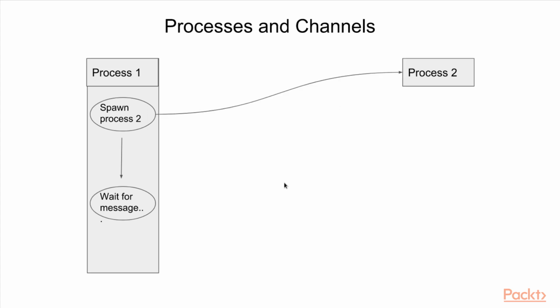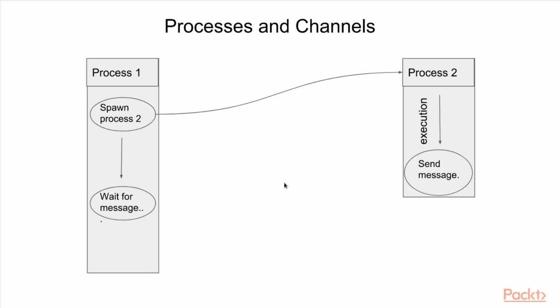So in the spawn bubble, we will create a second process. This process will do some execution, and part of this execution will send a message. So the way these two processes communicate is by sending messages, and these messages are sent through channels. So that's it. This is very simple, but it can give us a great power to build concurrent applications. So let's write this example into Go code.